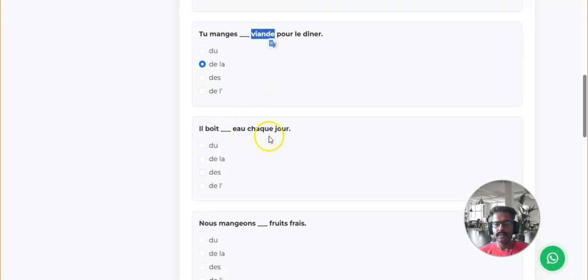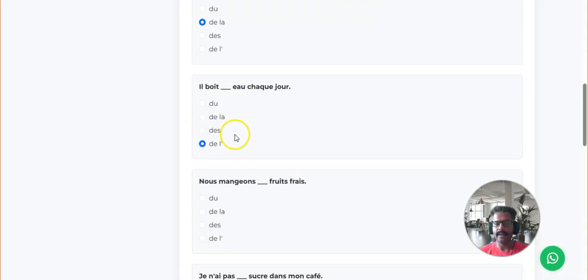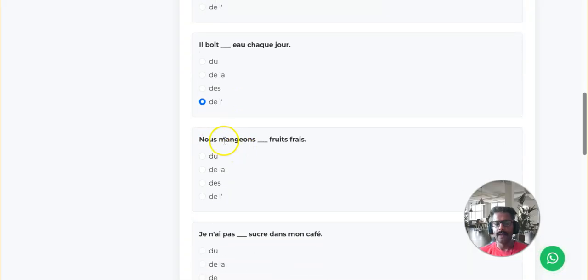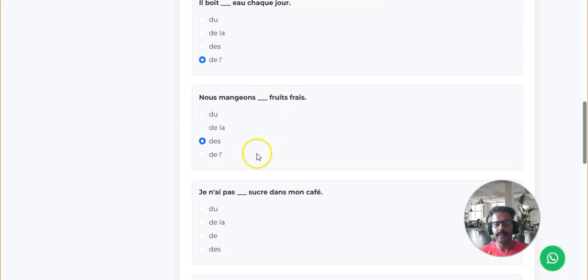Il boit de l'eau chaque jour. So he drinks some water every day. Eau starts with a vowel, so it has to be de l'eau. Nous mangeons des fruits frais. Since fruits is plural, you see the S at the end, so you have to write des. Nous mangeons des fruits frais.